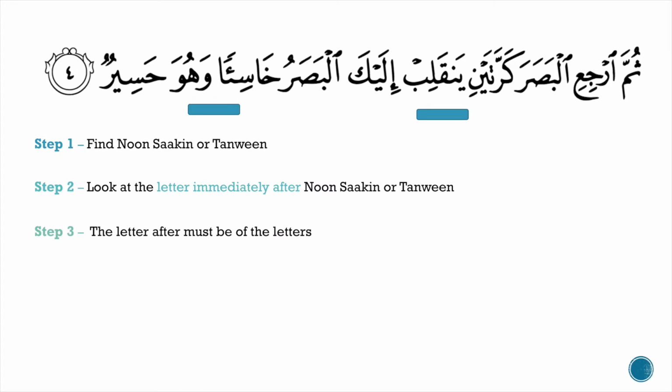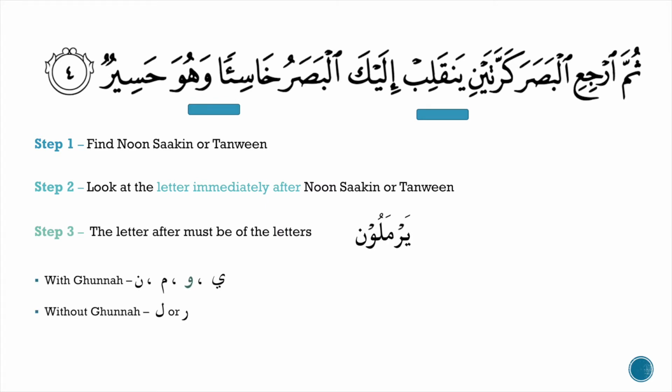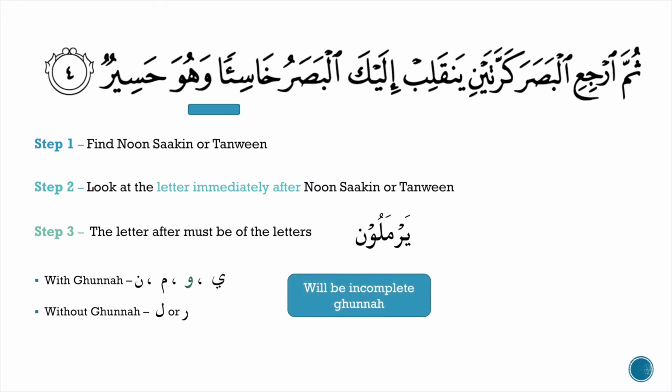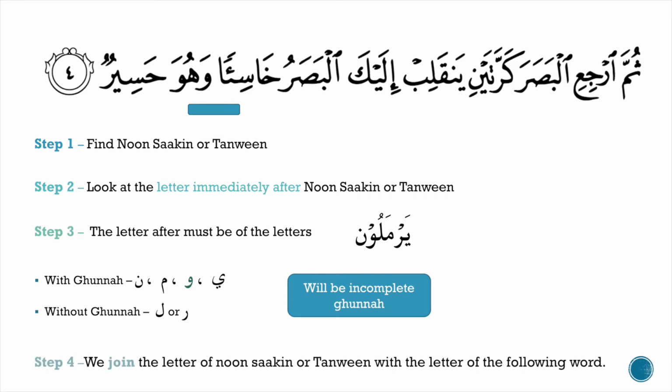Step 3. The letter after must be of the letters of Yarmaloon to be of Idgham. So, the Noon Saakin followed by the letter Qaf is not of Idgham. The Tanween followed by the letter Waw is of Idgham with Ghunnah. But it will be incomplete Ghunnah as the Waw does not have the Shadda sign. Step 4. We join the letter of the Noon Saakin or Tanween with the letter of the following word. Hence we read khasi'an wa huwa.